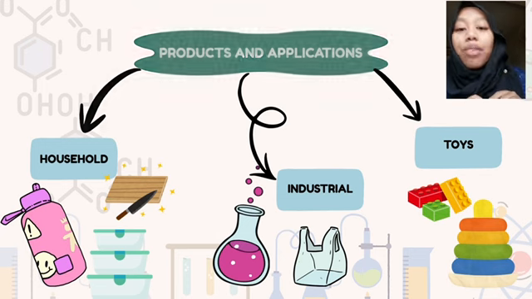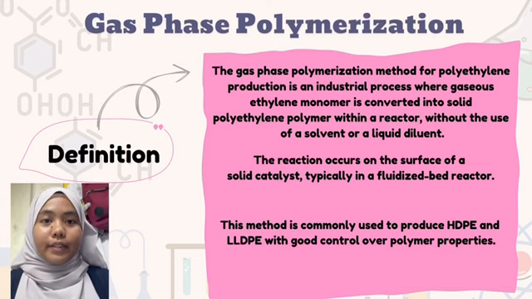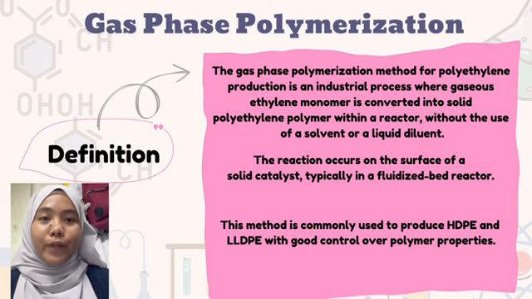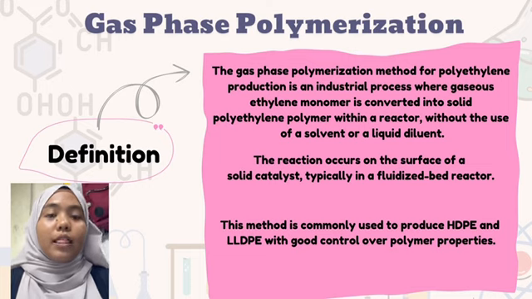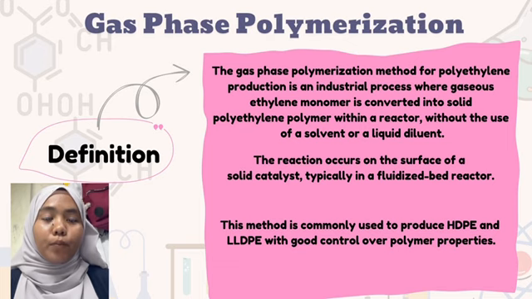like tubes and beakers. The gas phase polymerization method for polyethylene production is an industrial process where gaseous ethylene monomer is converted into solid polyethylene polymer within a reactor without the use of solvent or liquid diluent. The reaction occurs on the surface of a solid catalyst, typically in a fluidized bed reactor. This method is commonly used to produce HDPE and LLDPE with good control over polymer properties.